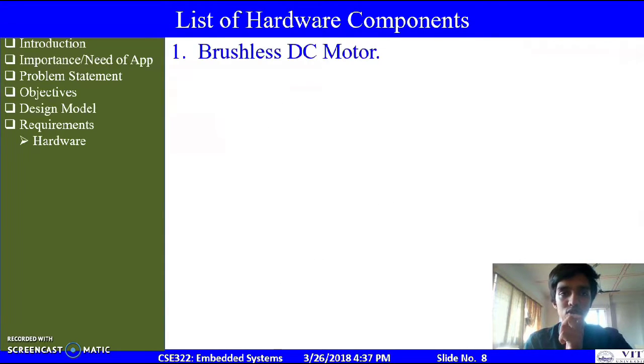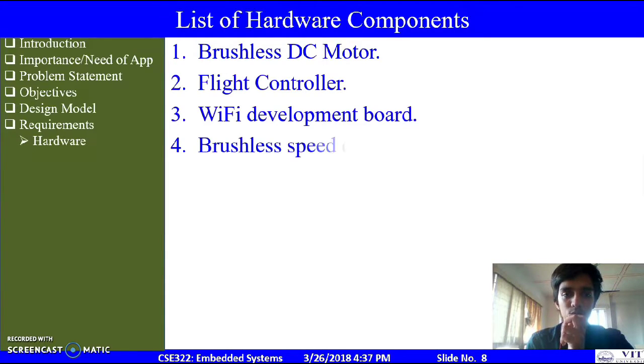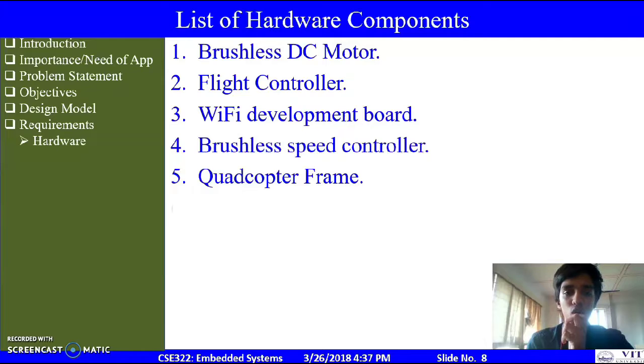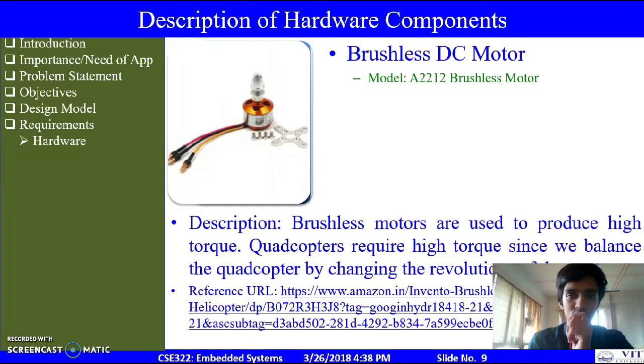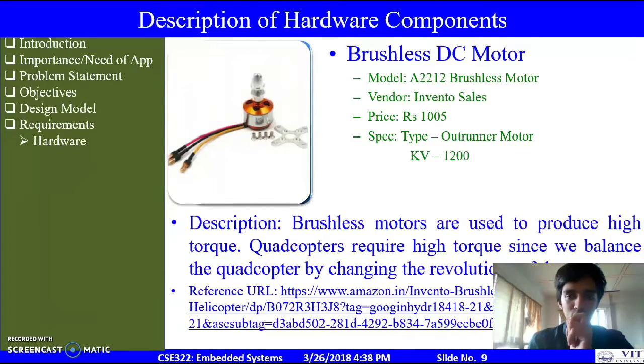The list of hardware components that we'll be using are brushless DC motor, flight controller, Wi-Fi development board, brushless speed controller, quadcopter frame, propeller, LiPo batteries. These are some descriptions of the hardware components that we will be using. This is the brushless DC motor, which is the 82212 brushless motor from Invento. We bought this from Amazon. It has a 1200 kilowatt rating with a maximum efficiency of 80%.